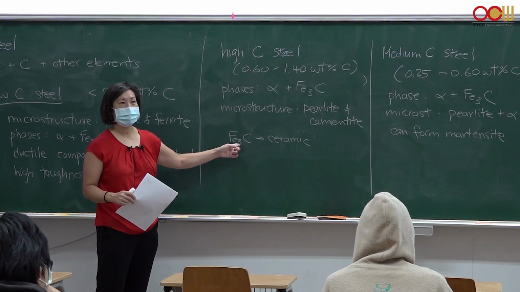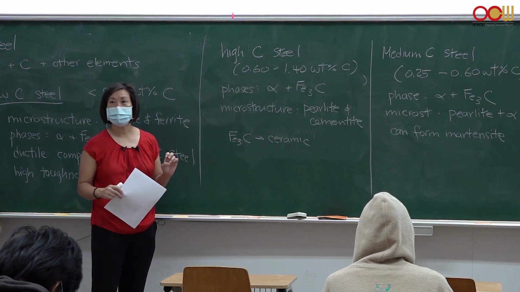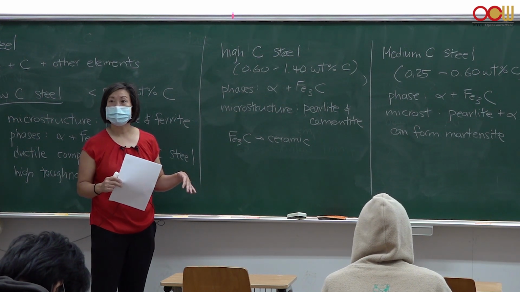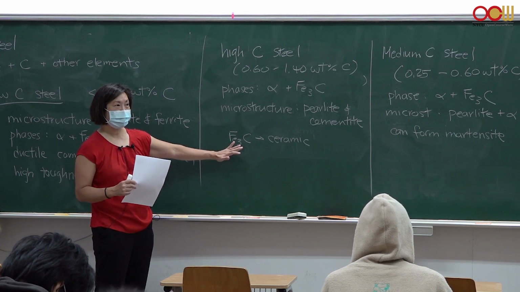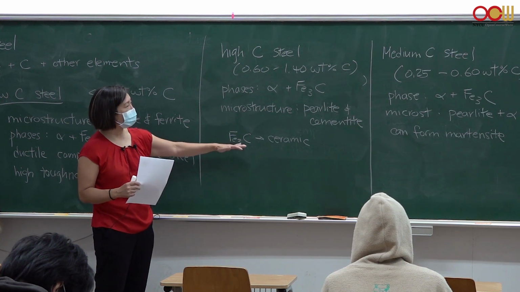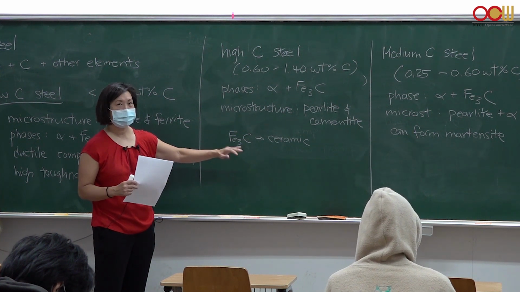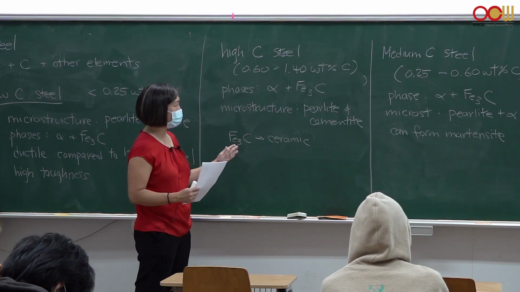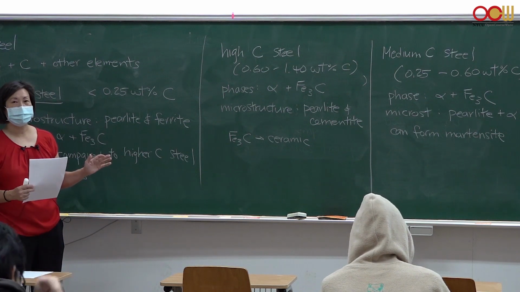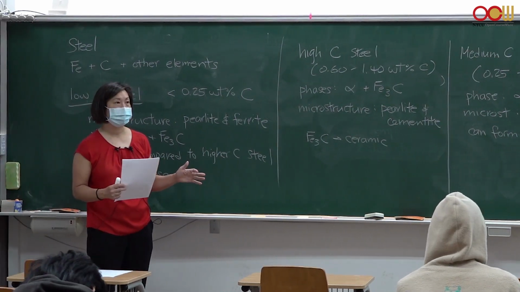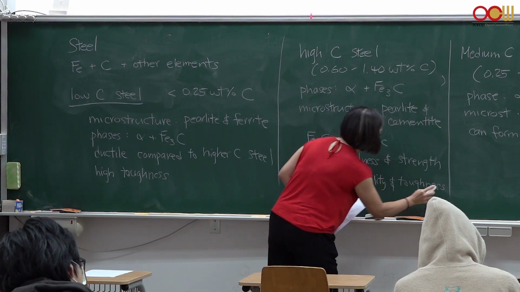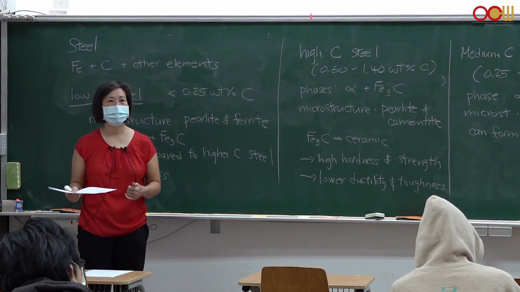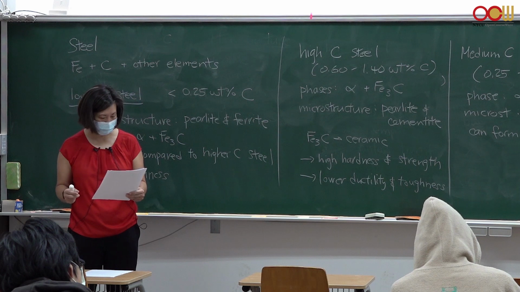The bonding between iron and carbon is not metallic. It's covalent and ionic, but mostly covalent. So it's a ceramic material, and so it's going to be very hard and brittle. And so when you have a lot of cementite, your steel will be much harder and more brittle, less ductile. So it has lower ductility and higher hardness because of the high amount of cementite.